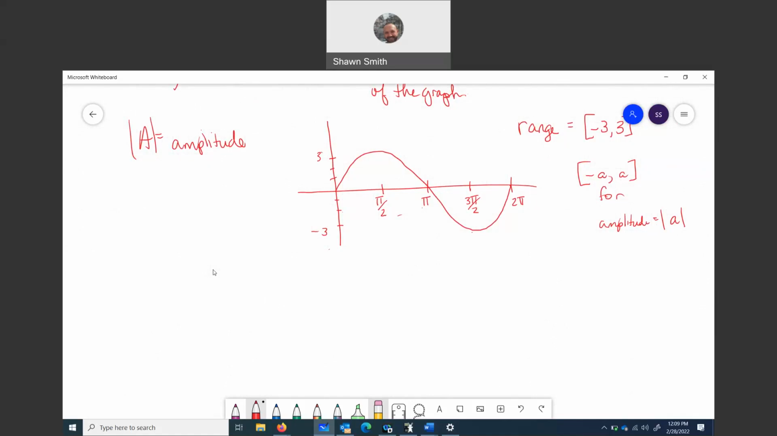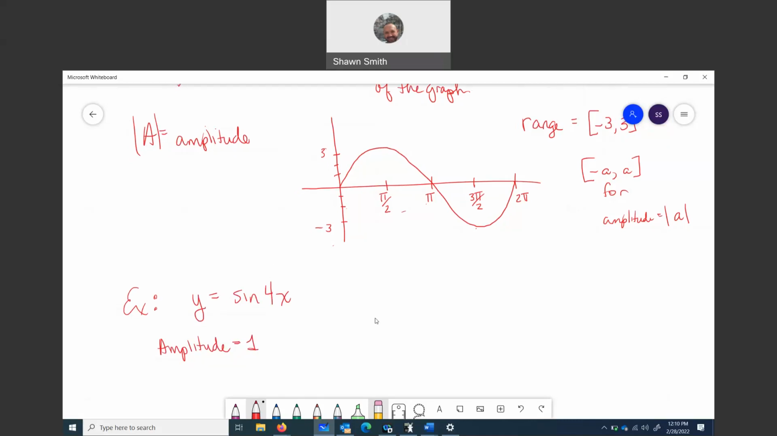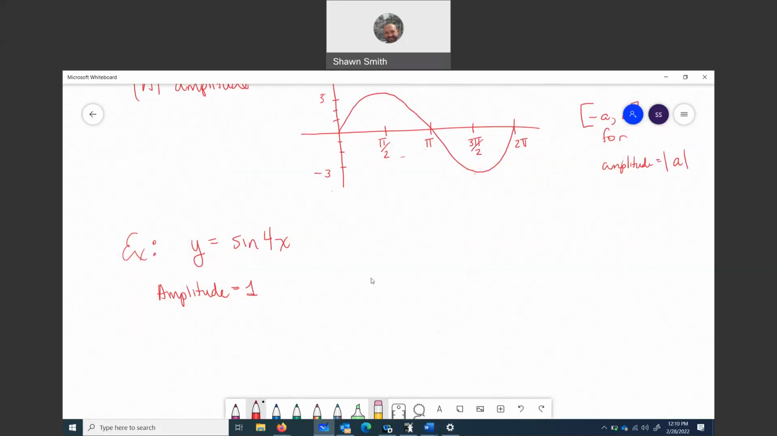But if I put a number in front of the x, so if I have, say, let's do the sine of 4x. Y equals sine 4x. So we have an amplitude of 1, right? So the absolute value of the coefficient of the trig function is just 1. This 4 right here is going to affect the period.